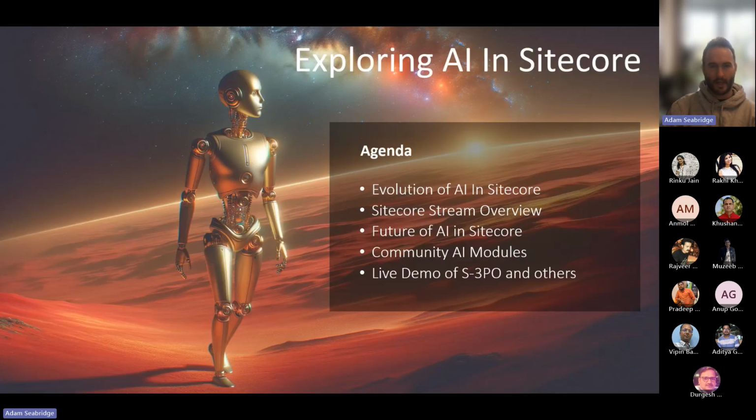So what we're going to talk about today is the evolution of AI in Sitecore. So, where we started a little while back now, the latest innovations of Sitecore Stream, and then we're going to look at what the future might hold for Sitecore and AI, and then dive into some of the community modules. And then part of that, I'll be doing some live demos of the module I created, which is S-3PO, a Gen AI module, and some others as well.